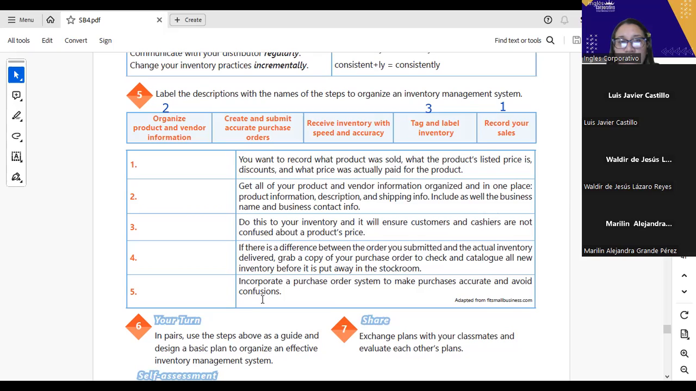So which one should be number 4 and number 5? Number 4 is receive inventory with speed and accuracy. This one should be this one. And create and submit accurate purchase orders should be 5, right? Okay. Good, good, good.